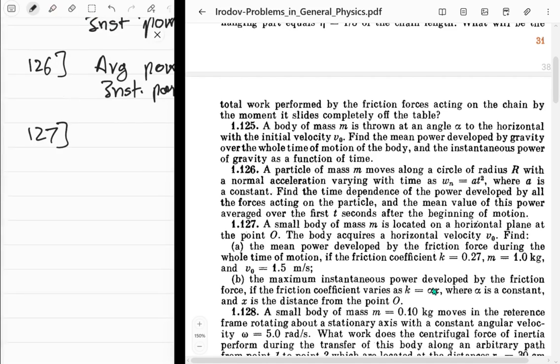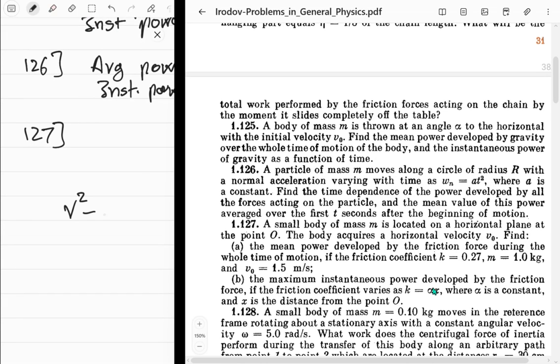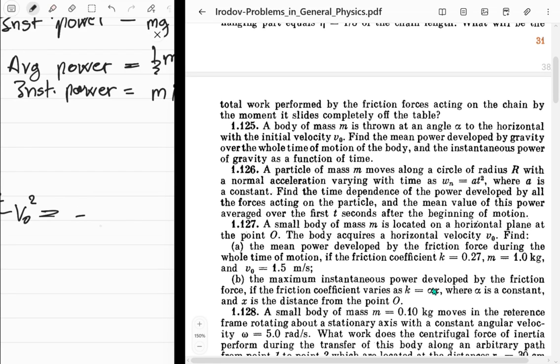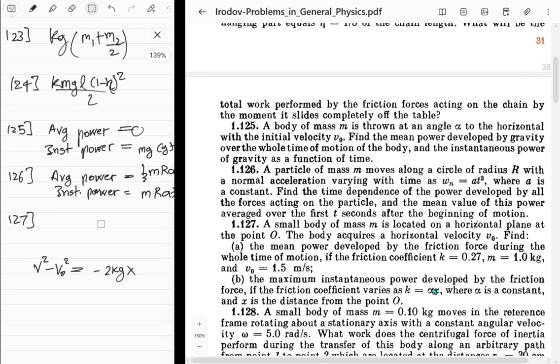Let's do this thing. It's got v squared minus u squared, which is like v naught squared, is equal to 2as. In this case, it's going to be negative of 2, and then acceleration is just k times g. And that's the displacement, so call this x. That should do it. Or maybe not. Oh, why am I doing this? This is not helpful. I should not have done this.